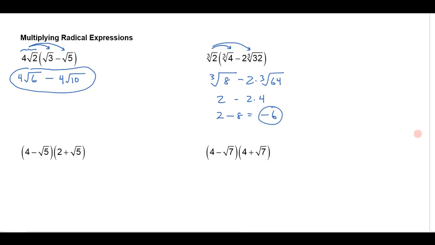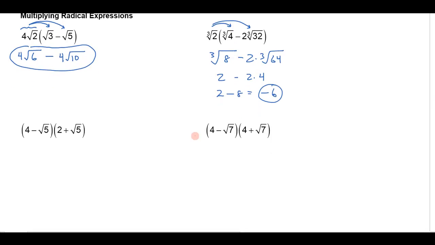Let's do another example down here. Here I have two binomials I'm going to multiply together, and I'm going to multiply these exactly the same way as if it was like x minus 2 times x plus 3, something like that. It's the same idea. I'm going to FOIL those. So I'm going to multiply the first terms, 4 times 2, that's 8. And then the outer ones would give me 4 square roots of 5.